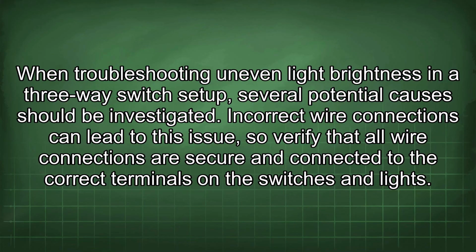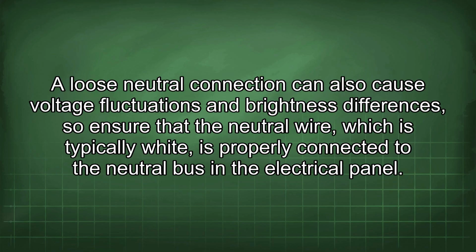When troubleshooting uneven light brightness in a three-way switch setup, several potential causes should be investigated. Incorrect wire connections can lead to this issue, so verify that all wire connections are secure and connected to the correct terminals on the switches and lights. A loose neutral connection can also cause voltage fluctuations and brightness differences, so ensure that the neutral wire, which is typically white, is properly connected to the neutral bus in the electrical panel.